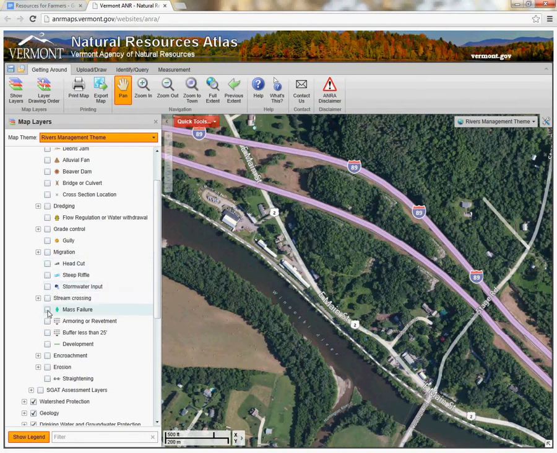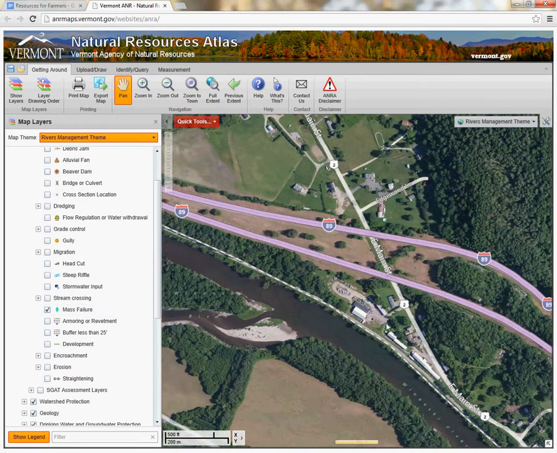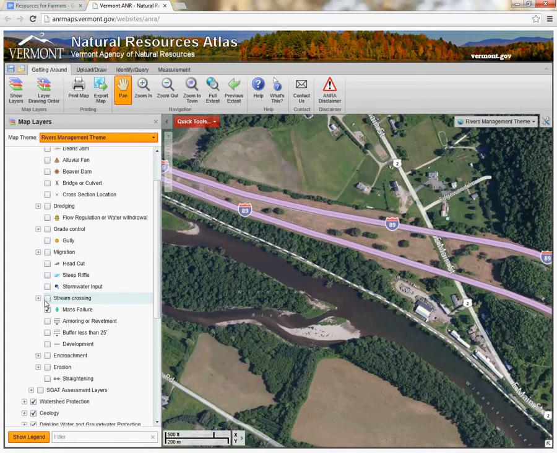Also important is this mass failure layer. Mass failure shows where the sides of the river have given way and fallen into the river, also showing weakness. And this is happening because the river is undercutting the bank, which also shows that the river wants to flow in the direction of this mass failure.